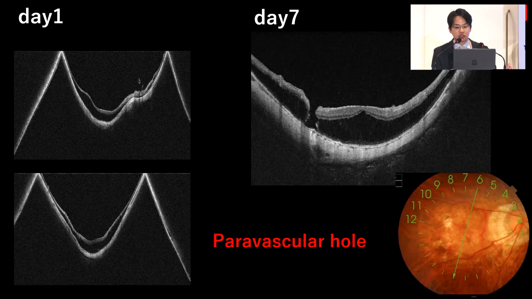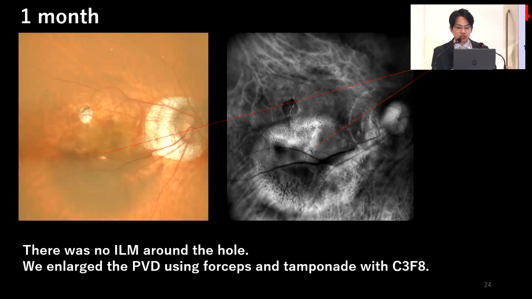Day 1 after the surgery, we could not detect any complications. At day 7 after the surgery, a parabascular hole had occurred. We could not know when this complication happened because the image was not clear due to postoperative inflammation and gas. With retromode imaging, it is easy to detect a parabascular hole. During the reoperation, there was no ILM around the hole. We enlarged the ILM peeling area using forceps and did tamponade with C3F8. In this case, the strong vitreous adhesion is probably the main cause of the postoperative parabascular hole.